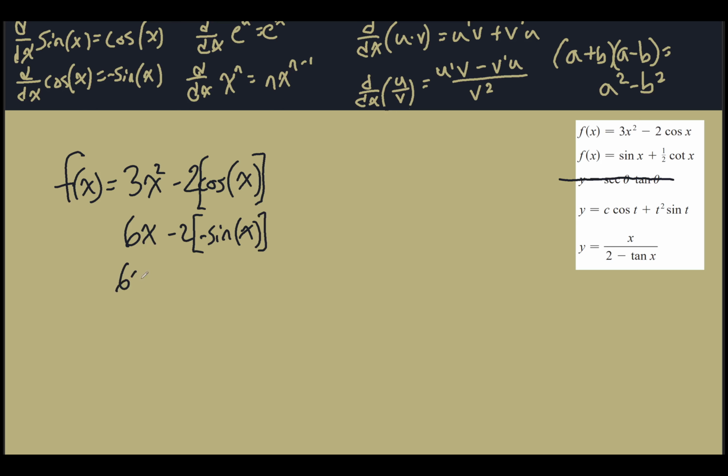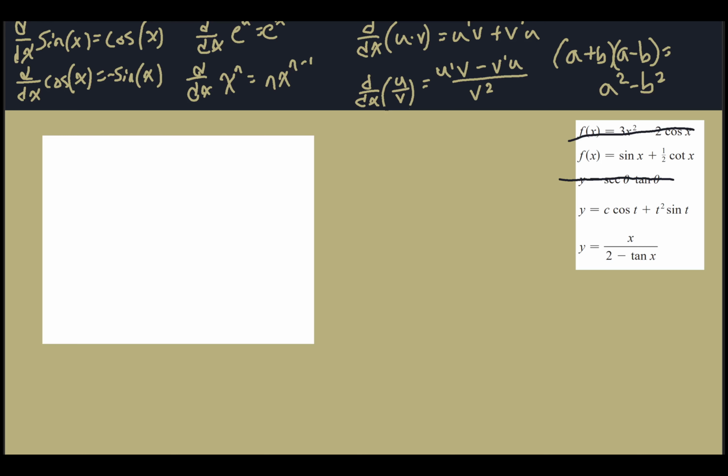So we end up with 6x plus 2 sine of x as our derivative. I should have written that part out just to make sure it was clear, but I'm sure you're following. So that one wasn't so hard. The next one, I don't know about that. Now we've got some trig functions, so they're asking us to understand some things here that we might not be ready to understand.